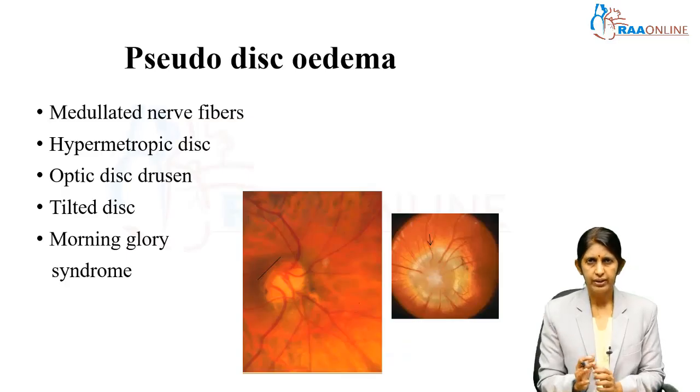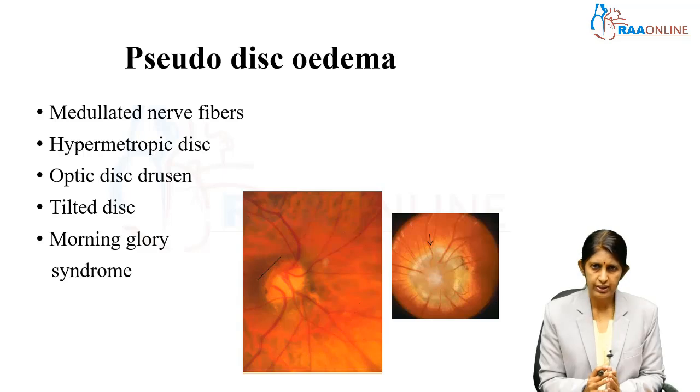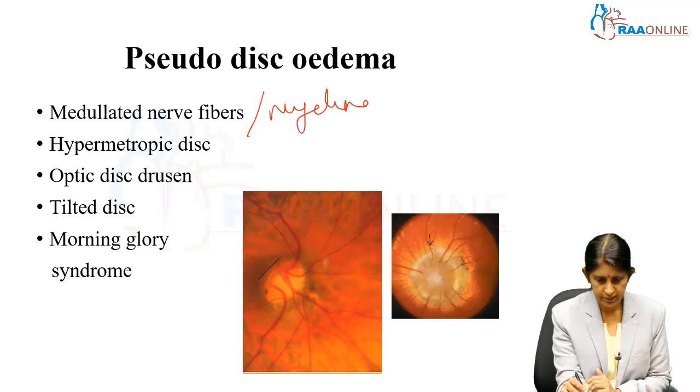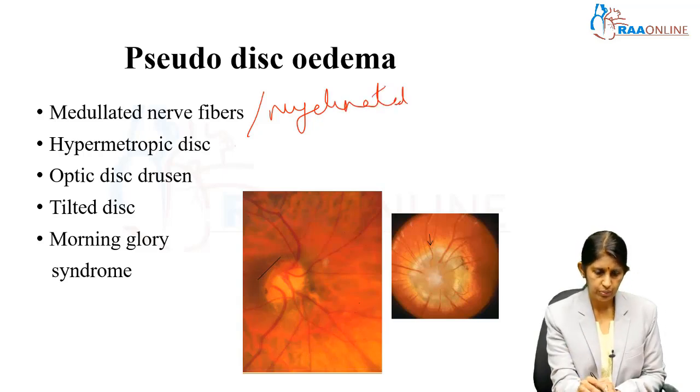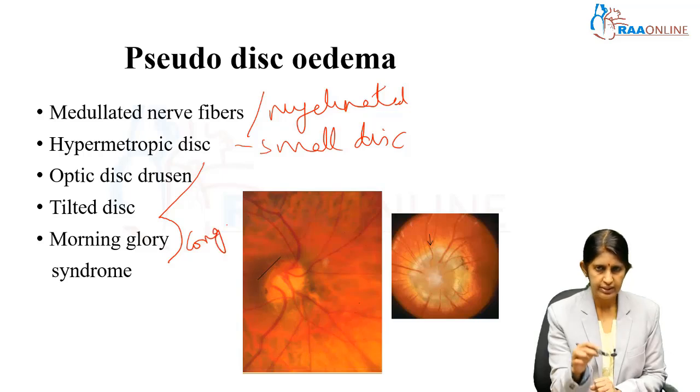But before we really start off on identifying causes of optic neuropathy, we need to find out the causes of pseudo-disc edema. That is, conditions in which it appears like the patient has disc edema, but it is not so. So the most important causes are medullated nerve fibers, which is also referred to as myelinated nerve fibers, hypermetropic disc, which is a small disc, and you can also have it in optic disc drusen or tilted disc or morning glory syndrome, all of which are congenital disc anomalies.